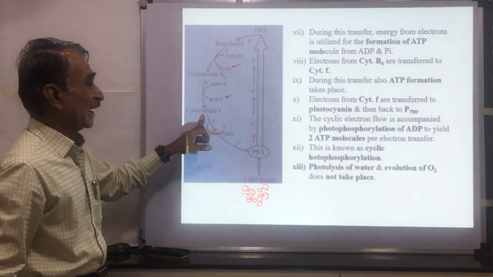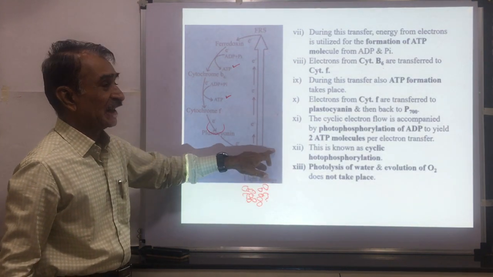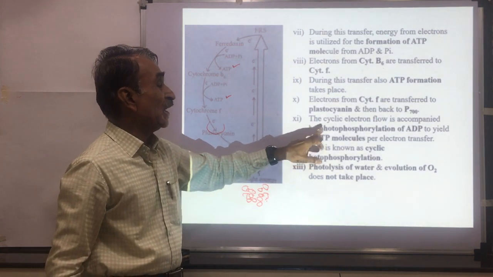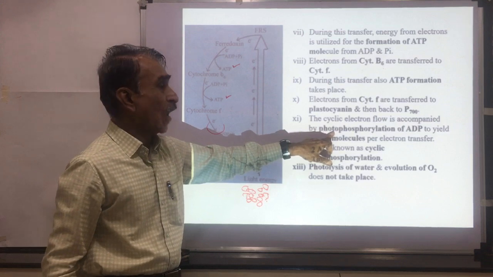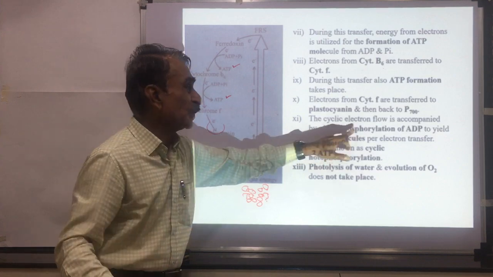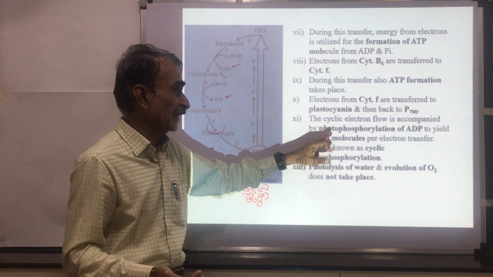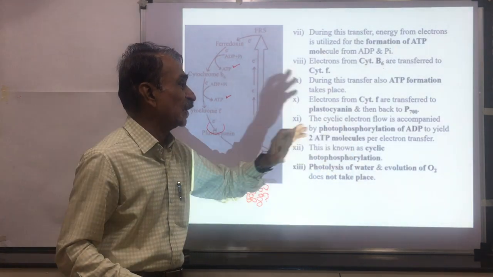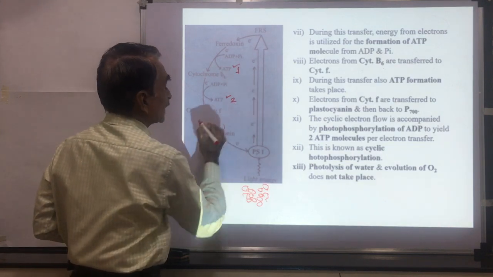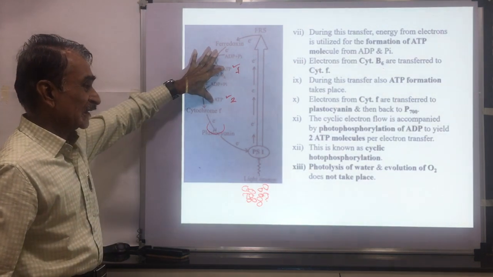Electrons from cytochrome F are transferred to plastocyanin and then back to P700, which is a reaction center. The cyclic electron flow is accompanied by phosphorylation of ADP. Phosphorylation of ADP means addition of phosphate to ADP to form ATP, yielding 2 ATP molecules per electron transfer. In this case, this is 1 ATP and this is the second ATP. Per transfer of electrons, 2 ATP molecules are generated.